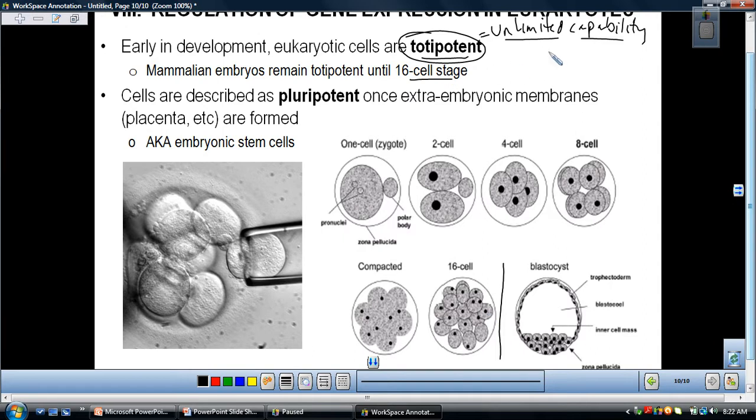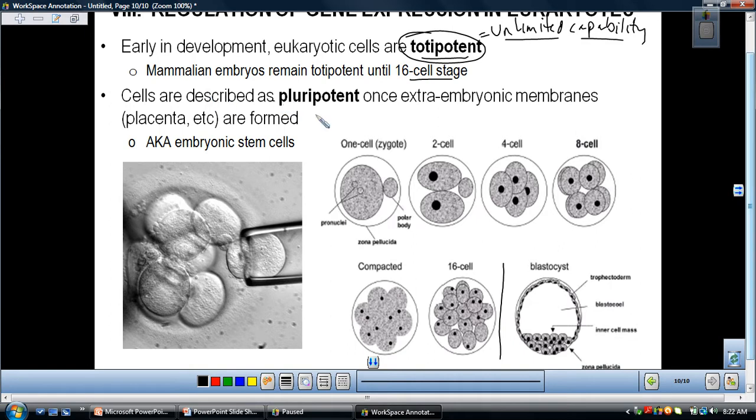They have unlimited capability to be, basically you could extract these and they could become a whole new organism. They're not specialized in any form yet. As far as time frame, they estimate it's about 4 days after fertilization that it gets to the 16-cell stage. But there's a lot you can do with these totipotent cells because they have unlimited capability.